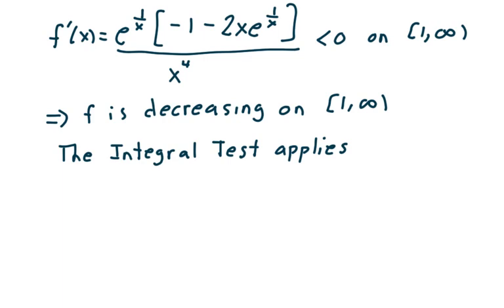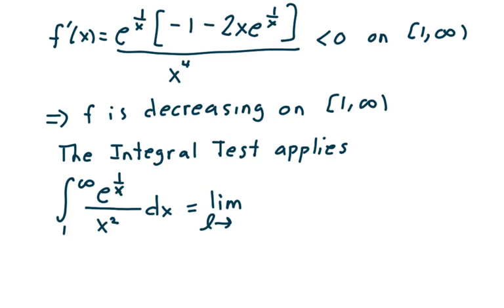Now, I'm going to take the integral from 1 to infinity of e to the 1 over x divided by x squared dx. Right off the get-go, this is the limit as L goes to infinity of the integral from 1 to L of e to the 1 over x divided by x squared dx. Okay? By a u substitution, we get the following.